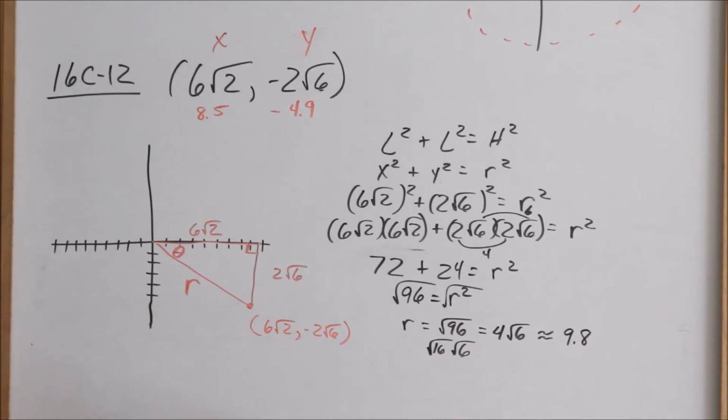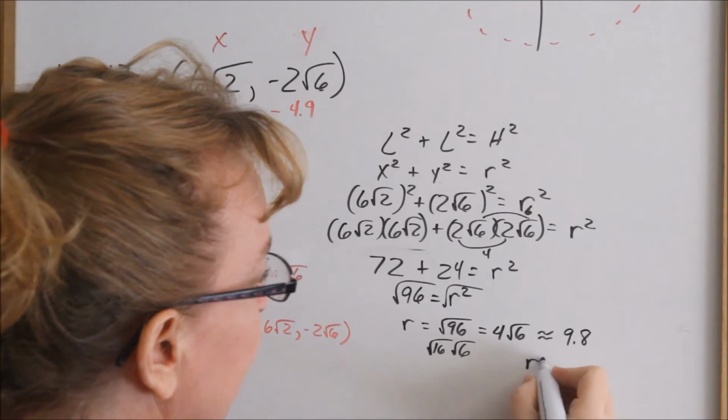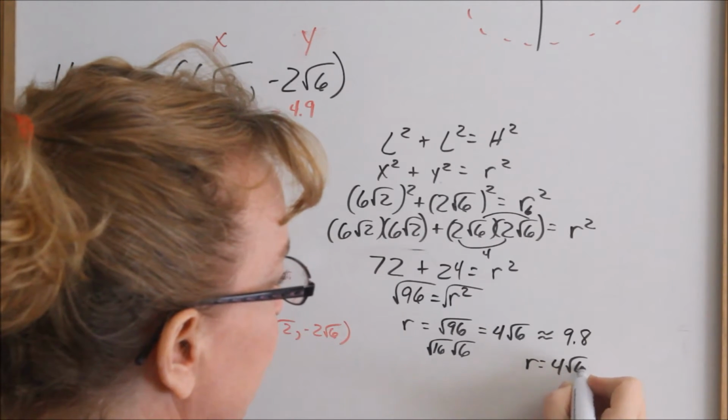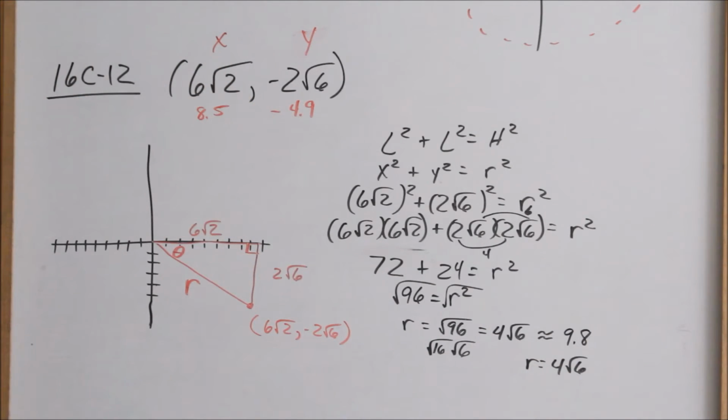But we're going to leave it in radical format. So we already know r equals 4 square root of 6. That is part of turning it into a polar coordinate. I need to know r, but I also need to know theta. Okay? So I'm going to call this theta, although this is not the final answer we're wanting. Theta. How can I find this angle right there? I know this side, I know this side. Well, we know that tangent theta is opposite over adjacent. So 2 square root of 6 over 6 square root of 2.